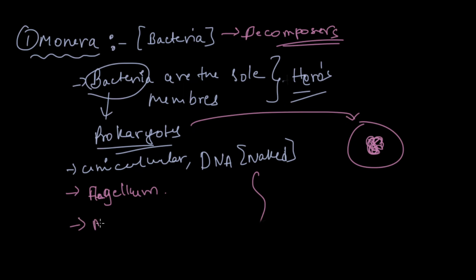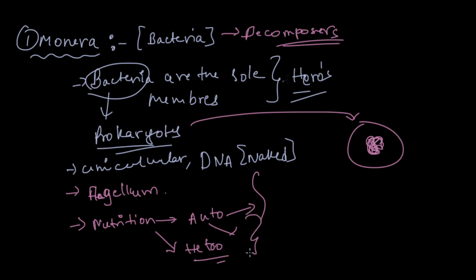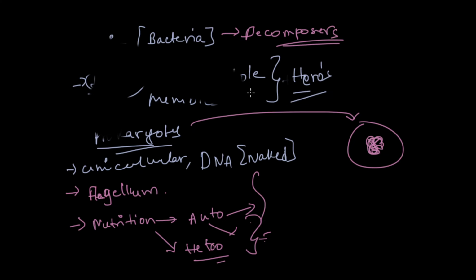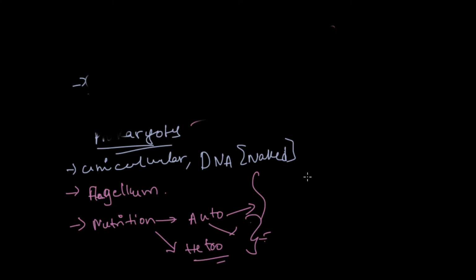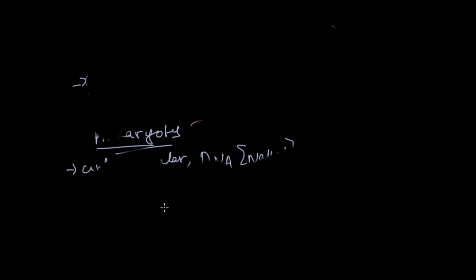Nutrition is very diverse. They range from autotrophic, both photosynthetic and chemosynthetic, to heterotrophic. The one and only kingdom with such diversified nutrition is Kingdom Monera. Now there are different types of bacteria based on their shapes, like rod shaped, spherical shaped, comma shaped, and spiral. Put the side heading: types of bacteria.